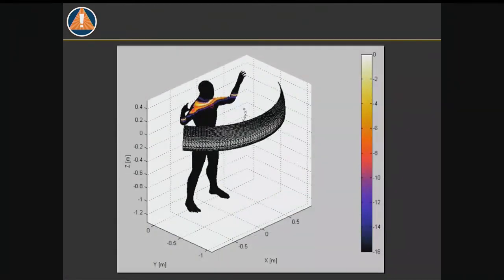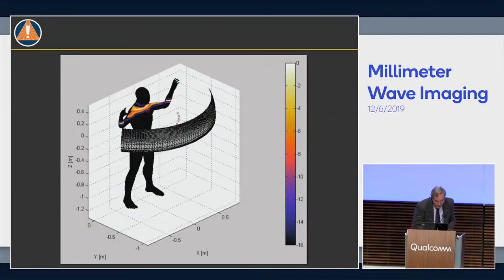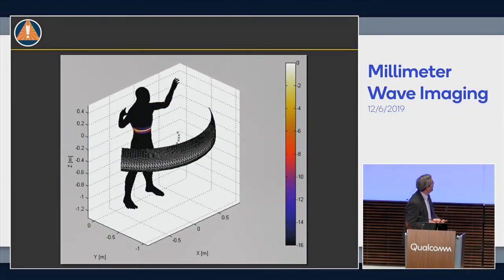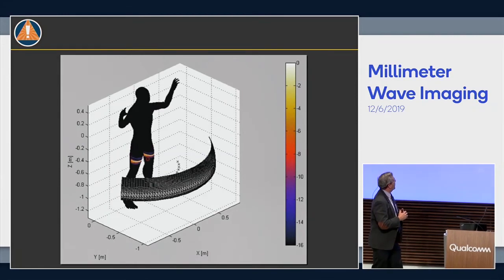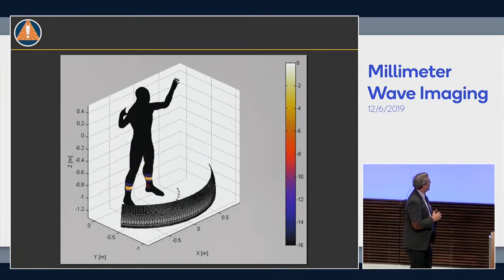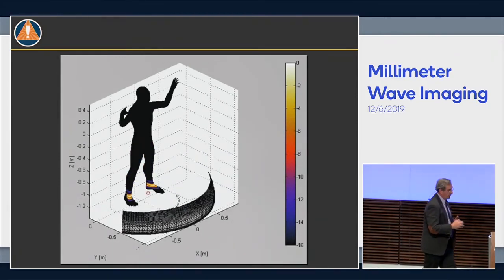Let's see. Okay, so let me. There we go. So as this moves down, it illuminates the target region, which is the human, I guess. Let me run that again.